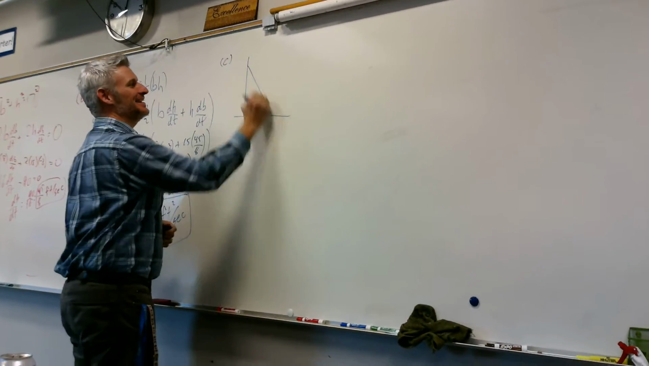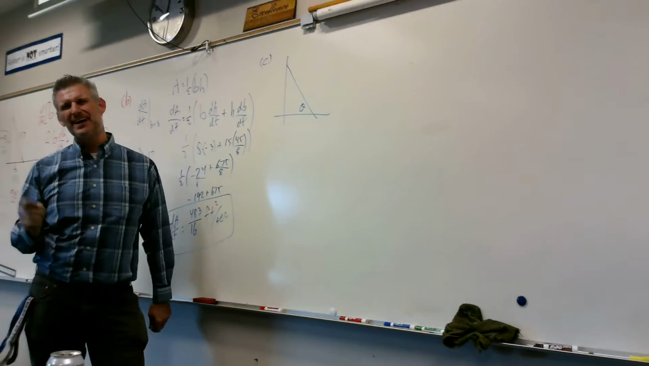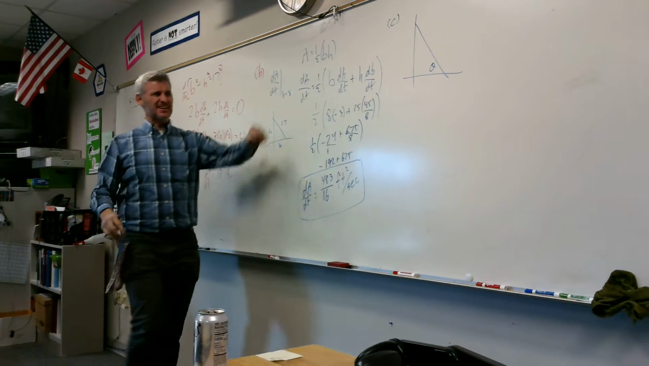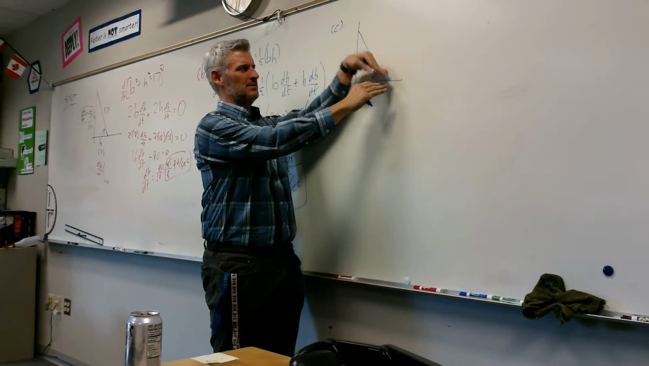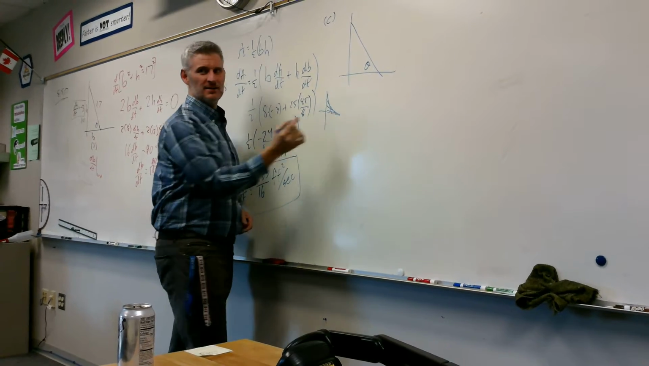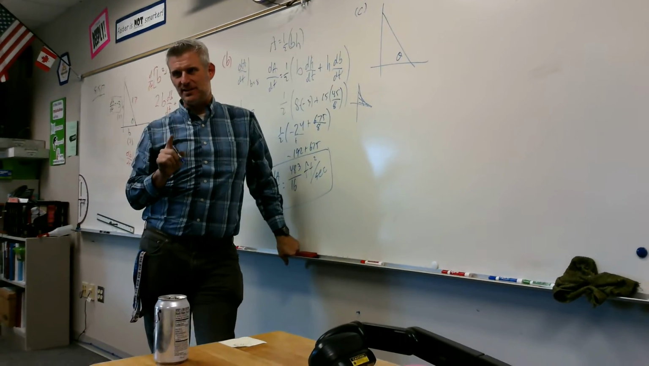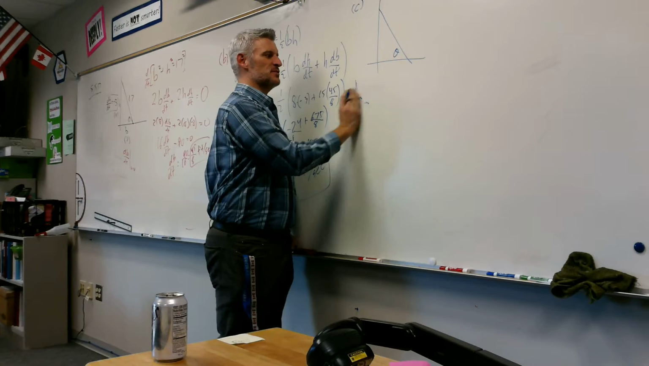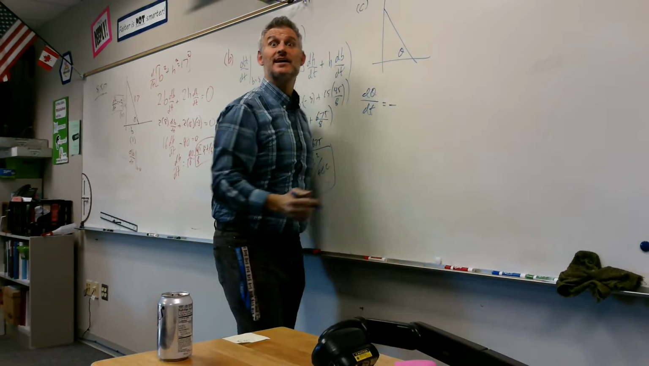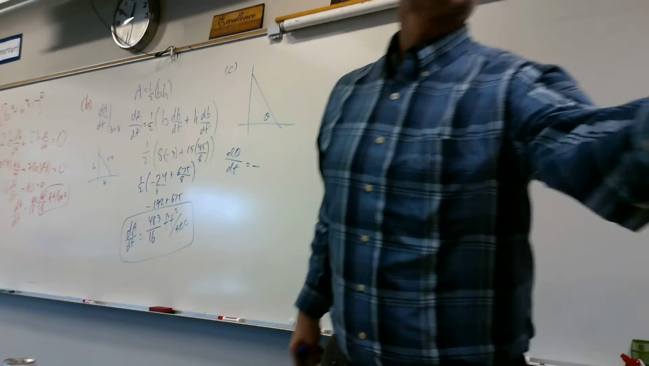Part C. I want to find how fast the angle's changing. Is this angle getting smaller or bigger? Smaller. Here to here to here to here. So my angle should be getting smaller, right? So it should be negative. I guess my d theta dt should be a negative number.